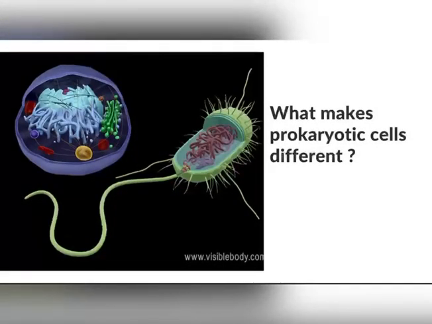What makes prokaryotic cells different? A prokaryotic cell is simpler and requires far fewer genes to function than the eukaryotic cell. Therefore, it contains only one circular DNA molecule and various small DNA called plasmids. Prokaryotes are unicellular organisms that lack membrane-bound structures.